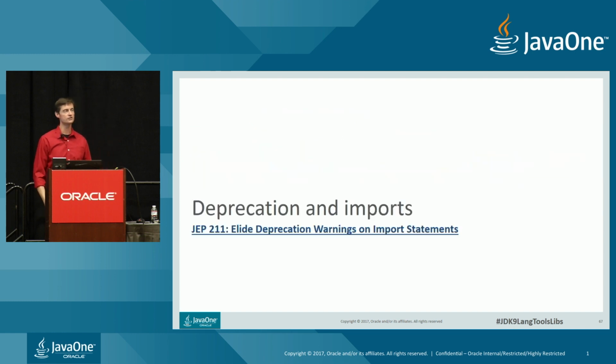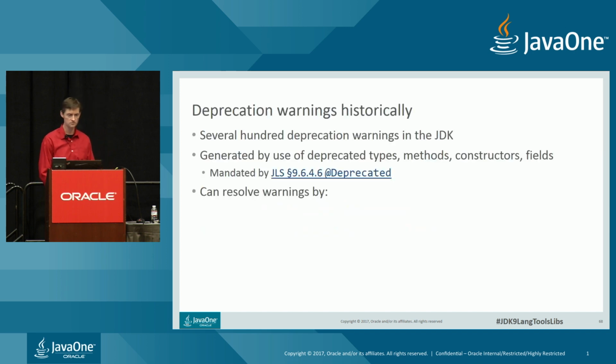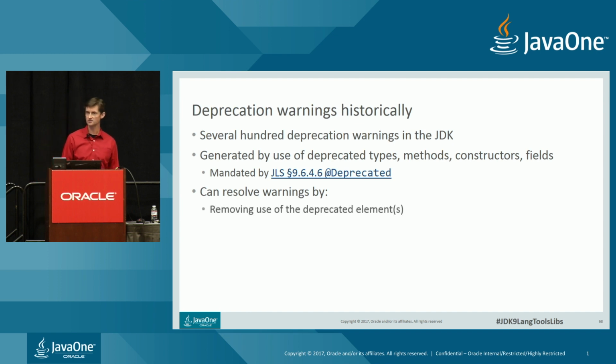There are a number of changes we made to the language related to deprecation. The first of those is deprecation and imports. Like any old code base that's been around for a while, at times we had some technical debt in the JDK, and in years past we've had several hundred deprecation warnings in the build of the JDK itself. Now these warnings are again mandated by the language specification, and there's 3 ways to resolve those deprecation warnings. You can remove use of the deprecated elements. That's preferred, but you can't always do that.